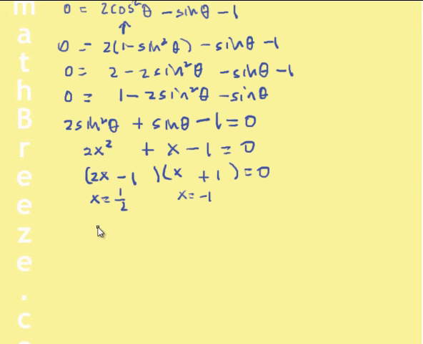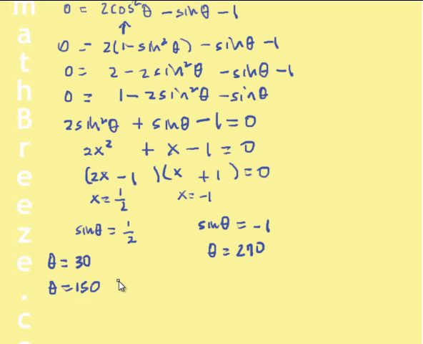So in other words, we want sine theta equal half, or sine theta equal minus 1. Sine theta equal minus 1 at 270. And sine theta equals positive 1/2 if theta is 30, or if theta is quadrant 2, 150. And then just tack on n360.